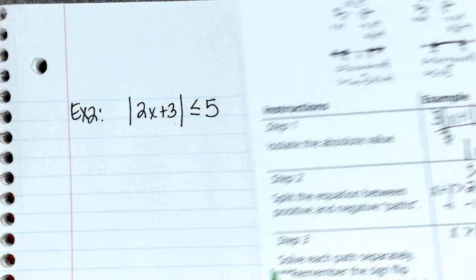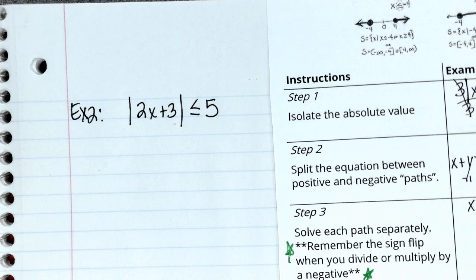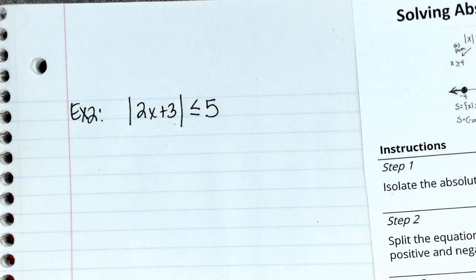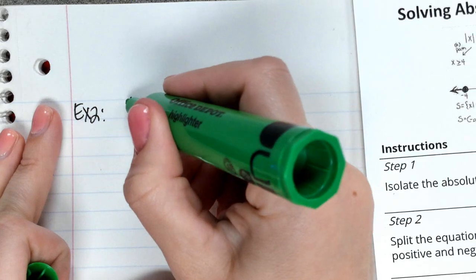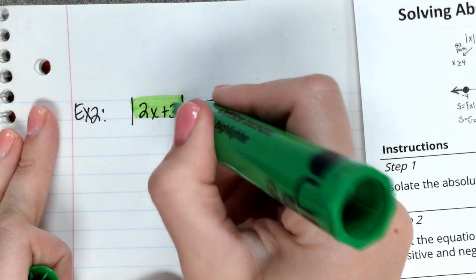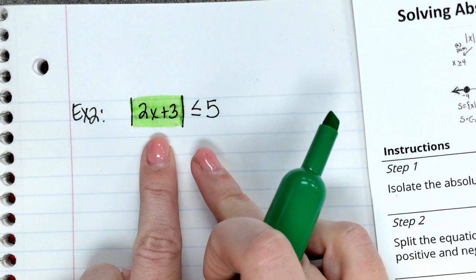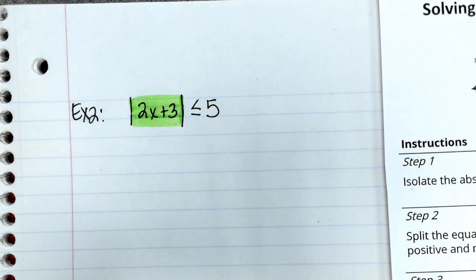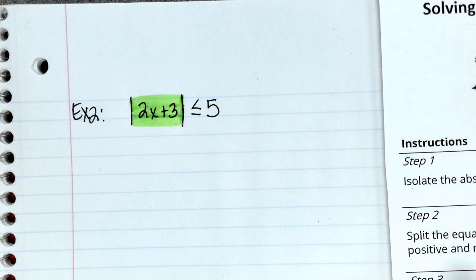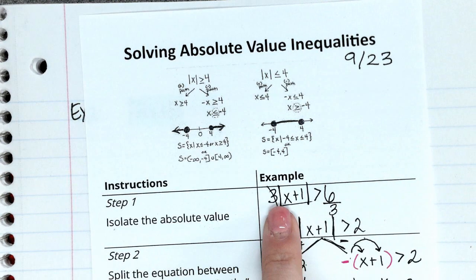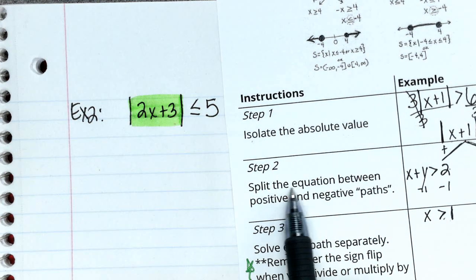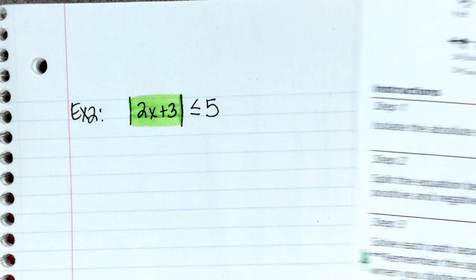Okay. So let's follow our steps. Step 1, isolate the absolute value. I think, did I highlight it yesterday? I don't remember. This needs to be the only thing on its own side of the inequality, okay? And it is, right? There's nothing else. It's not like this problem where we had to divide by 3 first. So we're good. We can proceed to the next step, which is split the equation between positive and negative paths.